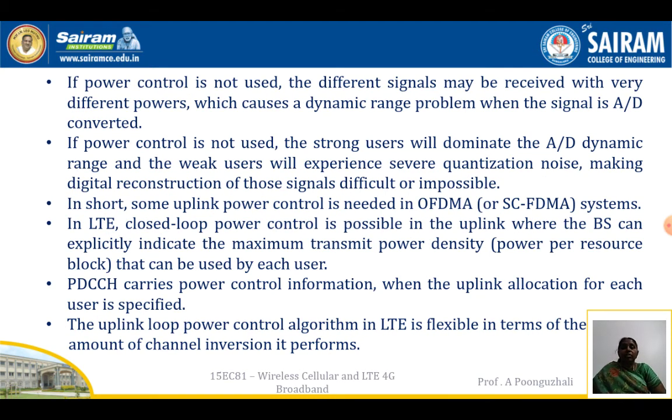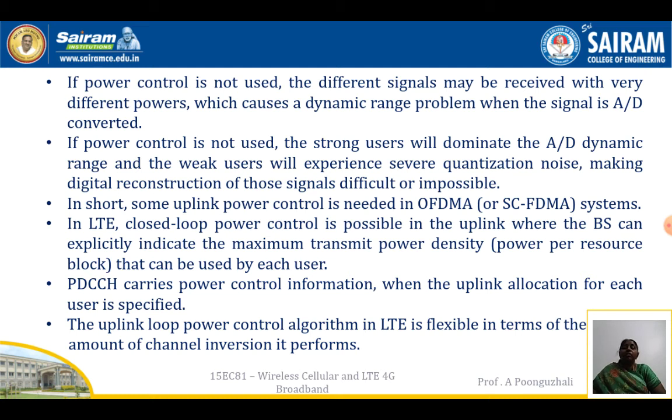If power control is not used, the different signals may be received with different powers, and a dynamic range problem will occur, with a large dynamic range of powers when the signal is A to D converted. The strong users will dominate the A to D dynamic range, and the weak users will experience severe quantization noise, making it very difficult, and in some cases impossible, to reconstruct the signal. So some uplink power control is needed in OFDMA or SC-FDMA systems.